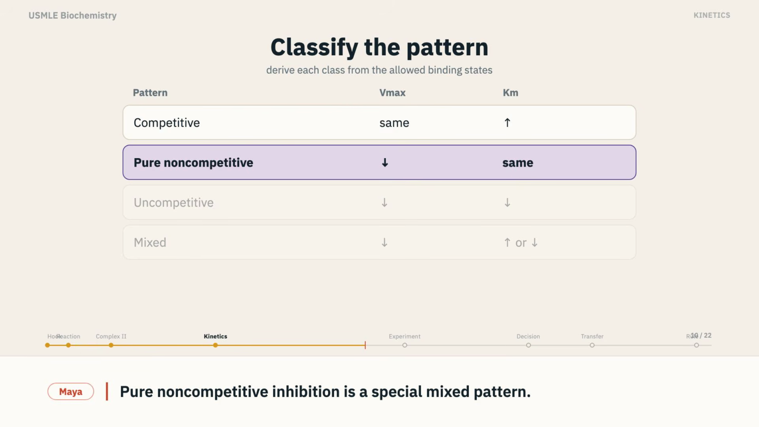Pure non-competitive inhibition is a special mixed pattern. The inhibitor acts equally on free enzyme and the enzyme-substrate complex. It reduces usable catalytic capacity without favoring one binding state over the other. So, would Vmax fall while Km stays the same, with no rescue by added substrate?